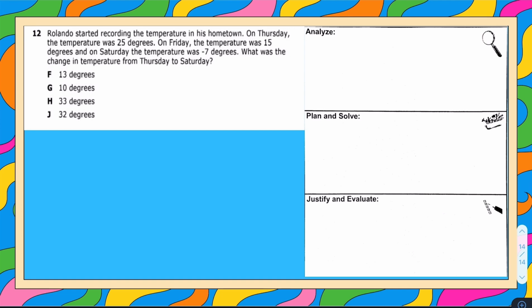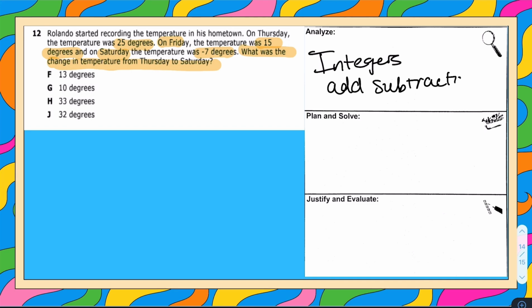Question number 12. Rolando started recording the temperature in his hometown. On Thursday, the temperature was 25 degrees. On Friday, the temperature was 15 degrees. And on Saturday, the temperature was negative 7 degrees. What was the change in temperature from Thursday to Saturday? So we are working with integers in this, which is just adding and subtracting numbers.